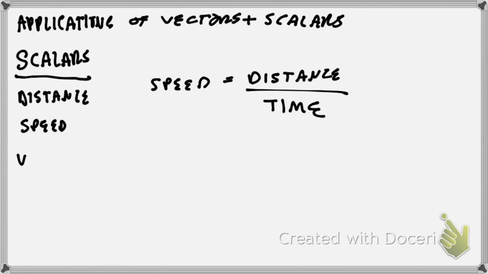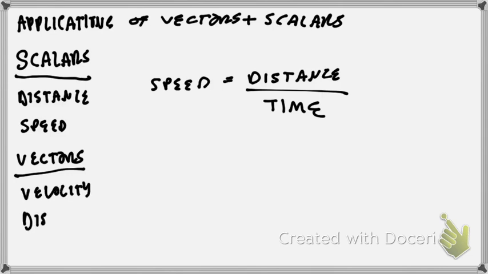Now let's look at some vectors. The vectors that we have are velocity and displacement.